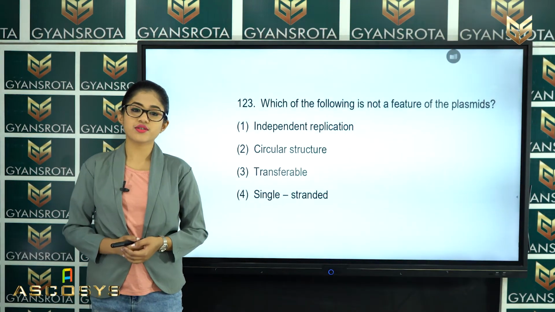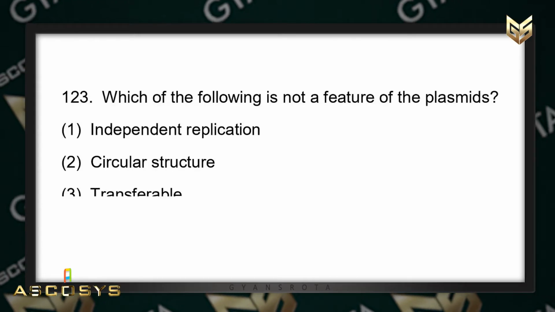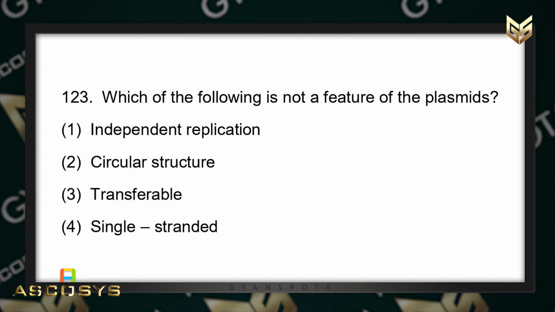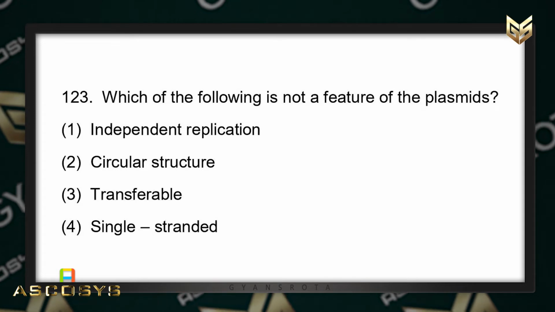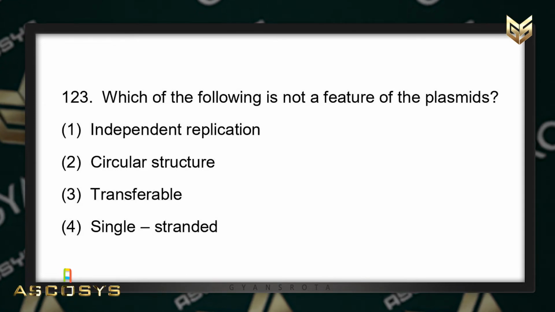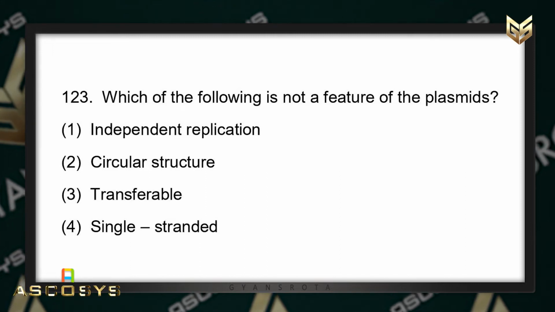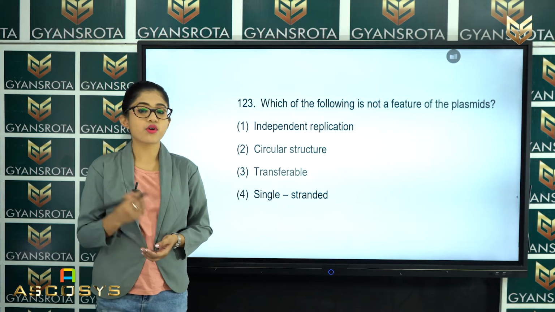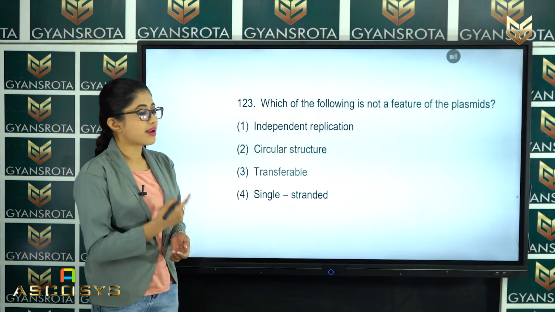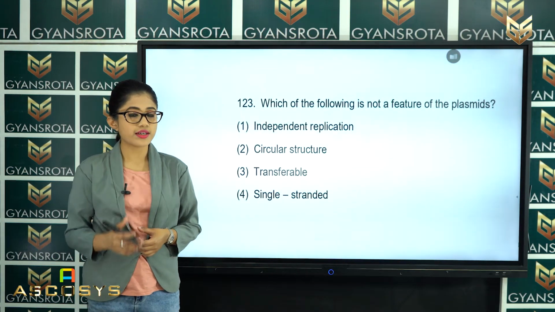Now, the next question is question number 123. Which of the following is not a feature of the plasmids? There are 4 options given. First option is independent replication, second option is circular structure, third option is transferable, and fourth option is single stranded. So, we have discussed in the chapter biological classification, in the prokaryotic organism, that is the plasmid. It is the extra chromosomal material which is present in the prokaryotic organisms.